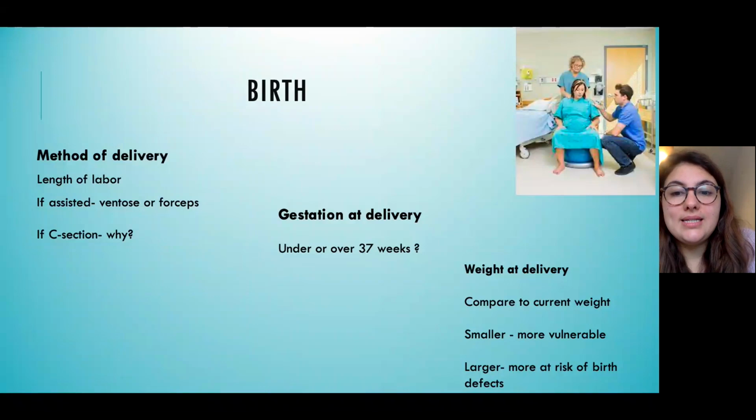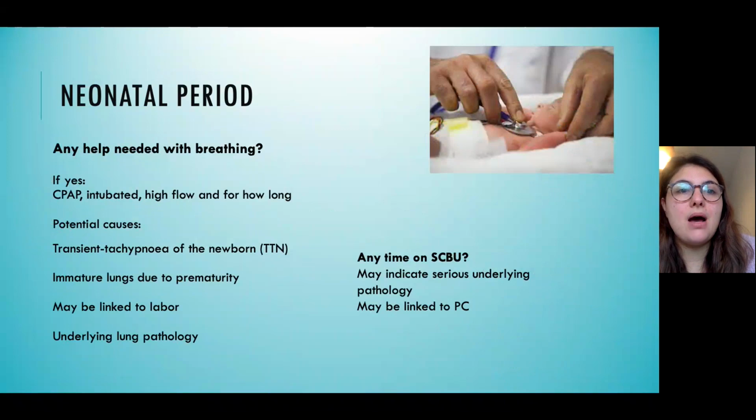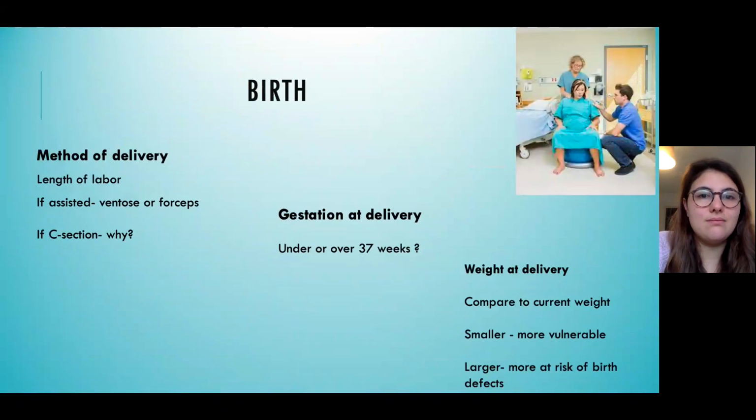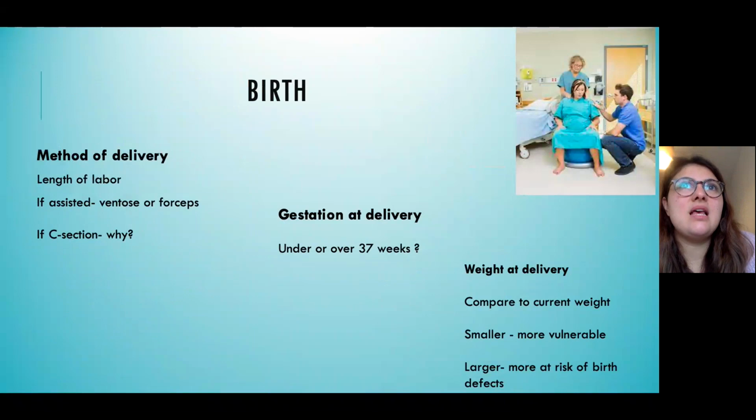Also important is the weight at delivery. So how does that compare to their current weight? We know that babies will lose a small amount of weight after being born, that's normal. But if it's significantly lower, then we do need to know about that. Also, if they were small at delivery, they might be more vulnerable to certain infections or just generally have less reserve. And if they were a larger baby, then they might be more at risk of birth defects. Mum may have needed an assisted delivery as well, and so that might have had implications for baby.